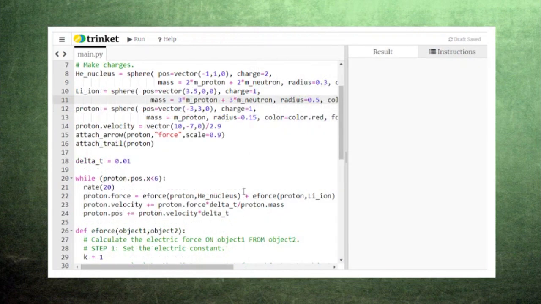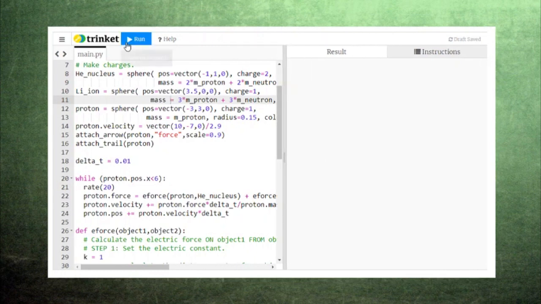Now let's look at a different scenario where we have a helium nucleus, a lithium ion, and a proton. All three of these particles are positively charged, which means their electric forces will repel each other. Again, for simplicity, we'll only animate the proton and you will animate the other particles later. Notice that we use the same animation loop as before, but this time we must add two forces acting on the proton, one from the helium nucleus and one from the lithium ion. Keep this requirement in mind when you're animating the other two particles.